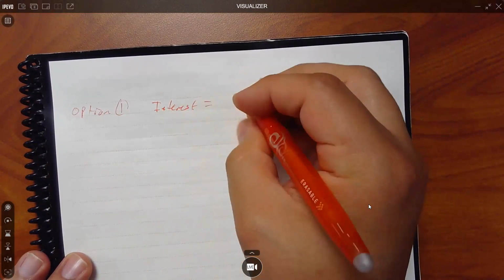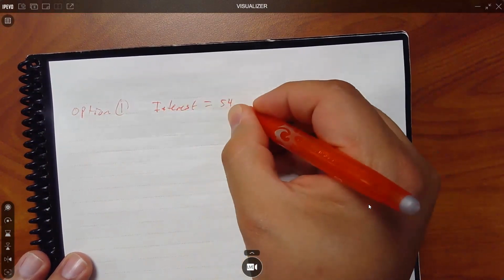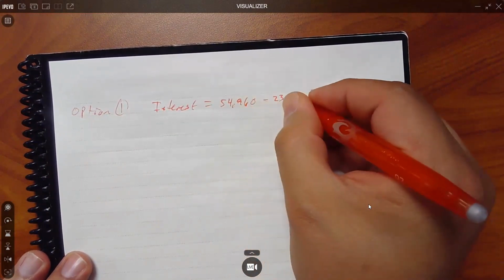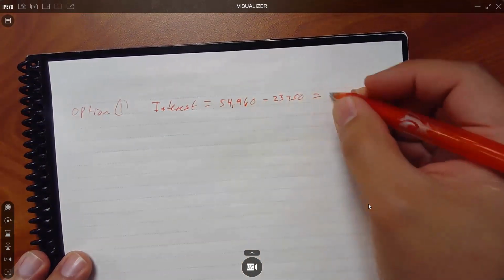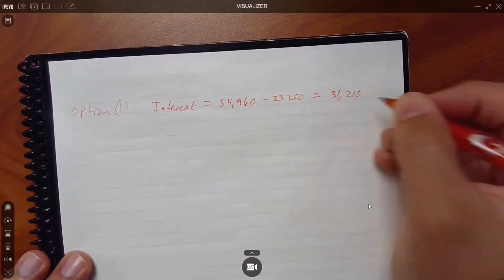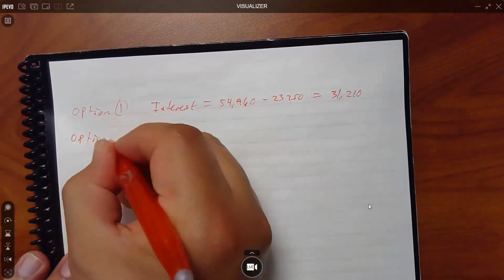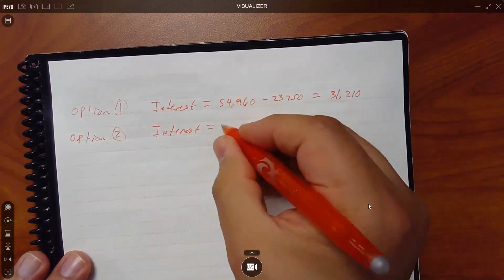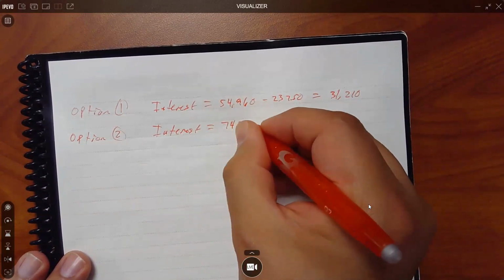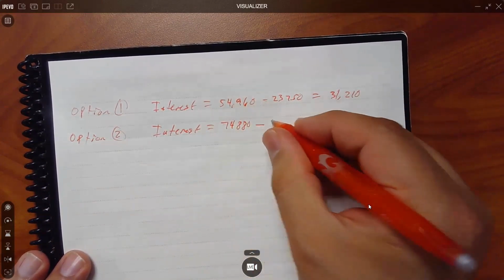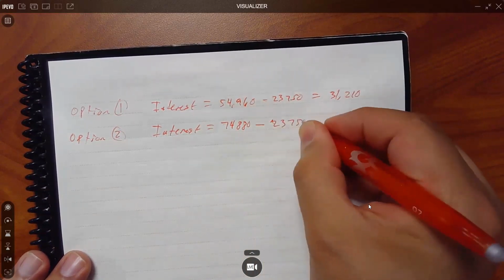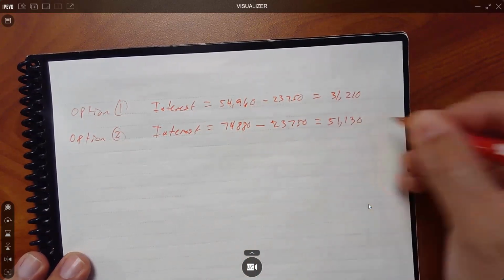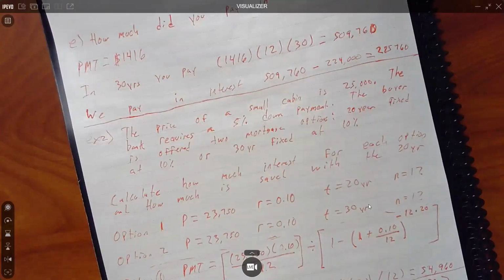Interest is equal to 54,960 minus 23,750, which we got to be 31,210. Option 2, interest is equal to 74,880 minus 23,750, which gave us 51,130.